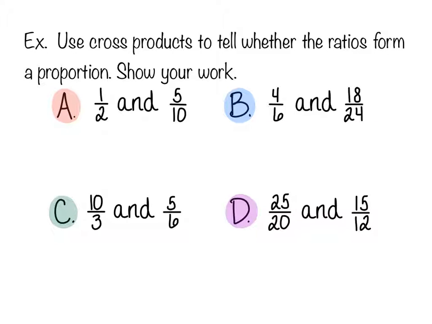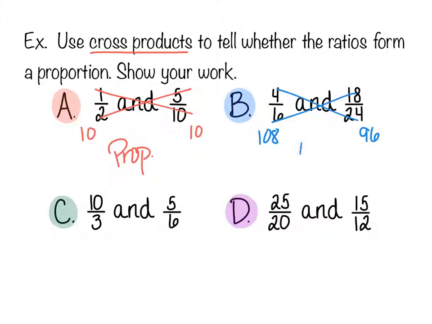All right, so let's look at these examples, and we're going to specifically use cross products to tell if they're proportional or not. So we do 2 times 5 and 1 times 10. 2 times 5 is 10. 1 times 10 is 10, so these are proportional. And example B, 4 times 24 is 96. And 6 times 18 is 108. So these are not proportional.